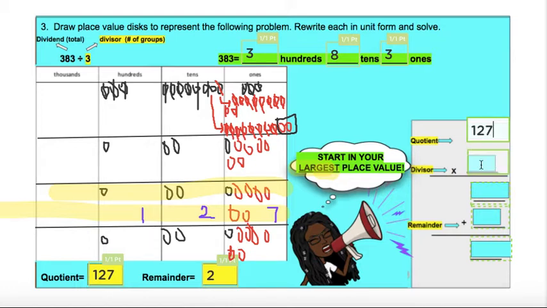Let's go ahead and check our work. Our quotient is 127. Our divisor is... what's our divisor? Yes, 3. 127 times 3. Pause the video if you need time to figure out the product of 127 and 3. If you got 381, you are absolutely correct. Plus our remainder, which is 2. 381 plus 2. Let's see, do we get our total? Yes, ma'am and sir. 383, which matches our total. We are good to go.